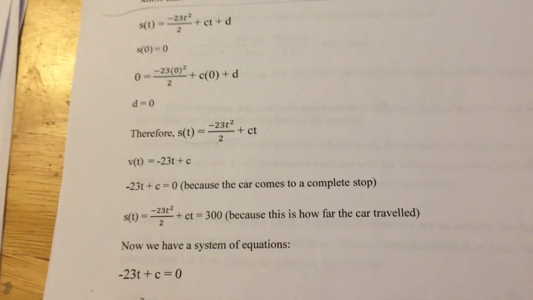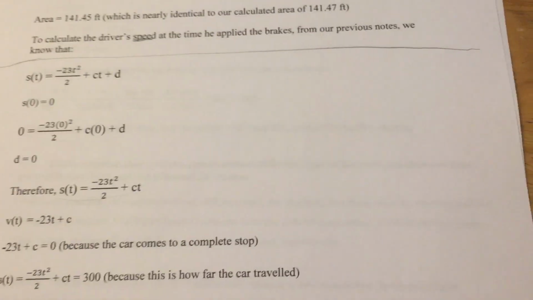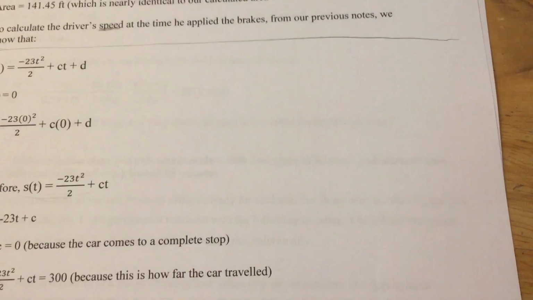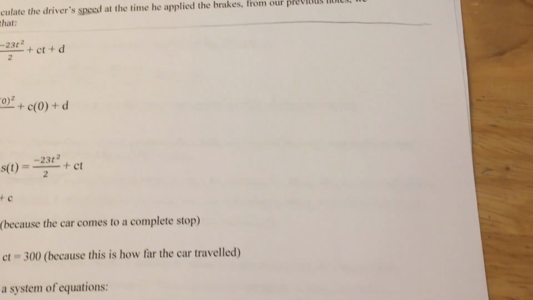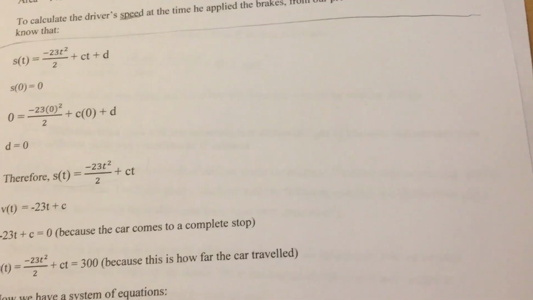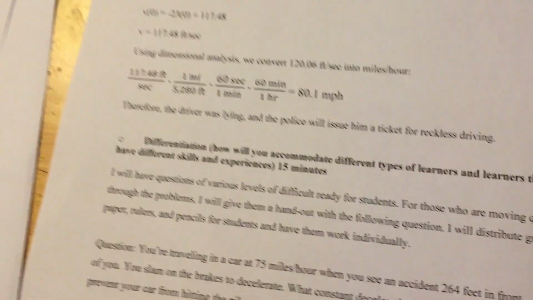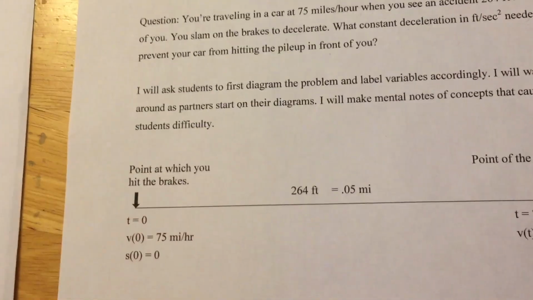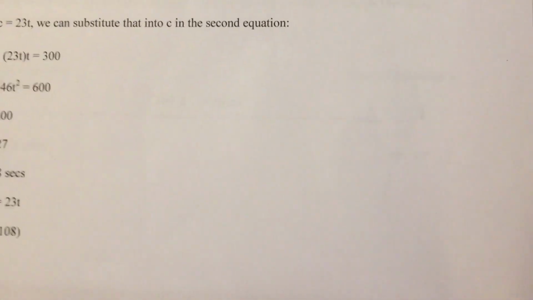Now, we're going to work as a team. We're going to work in pairs to calculate the driver's speed at the time he applied the brakes from our previous notes. And we'll diagram as a group. And the diagram is something that's going to be critical to us. We'll project it on the board. But at this point, we'll work in groups. I'll pass out paper to make sure we can figure out the driver's speed.